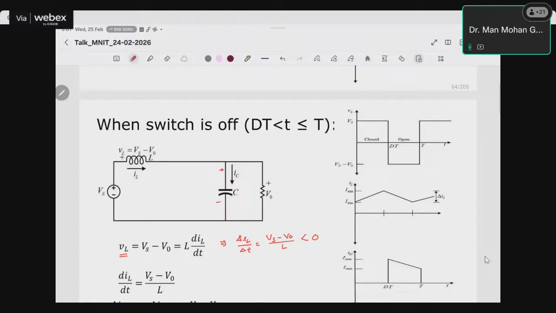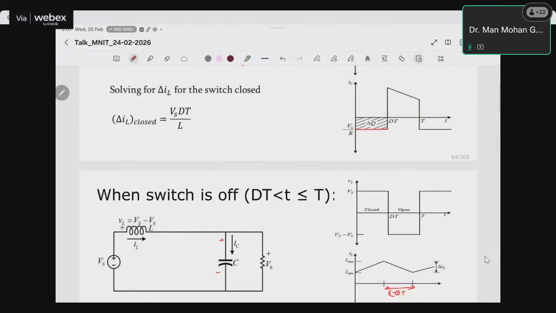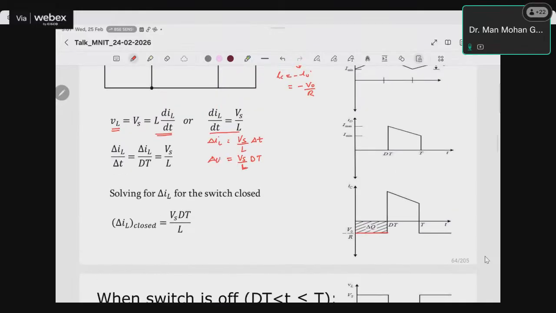So inductor current is decreasing when the switch is off, right? Now from here, ΔIL comes out to be Vs minus V naught upon L into ΔT, and this period is 1 minus D into T. So now we have ΔIL with us. This ΔIL is when the switch is open, and that ΔIL is with us when the switch is closed.